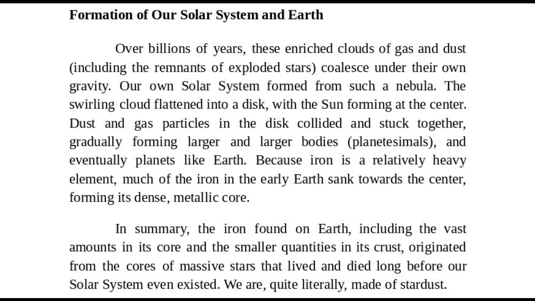Our own solar system formed from such a nebula. The swirling cloud flattened into a disk, with the sun forming at the center. Dust and gas particles in the disk collided and stuck together, gradually forming larger and larger bodies, planetesimals, and eventually planets like Earth. Because iron is a relatively heavy element, much of the iron in the early Earth sank towards the center, forming its dense, metallic core.